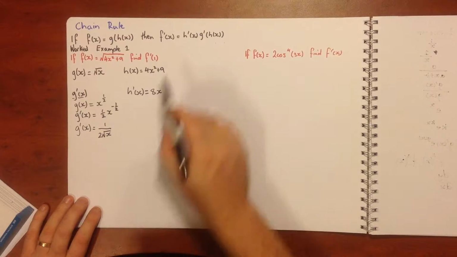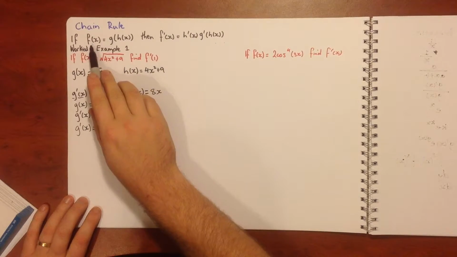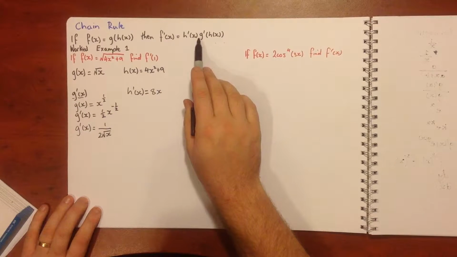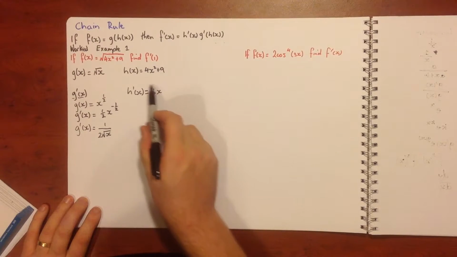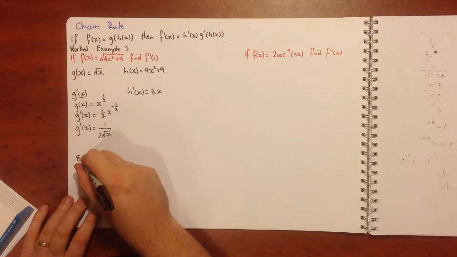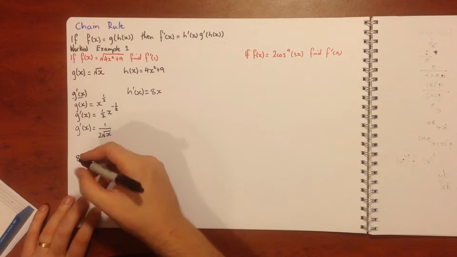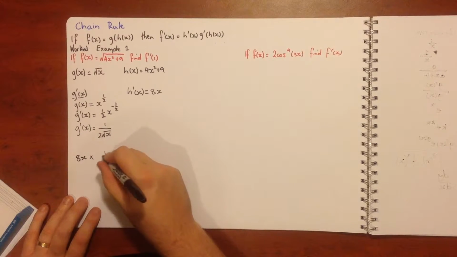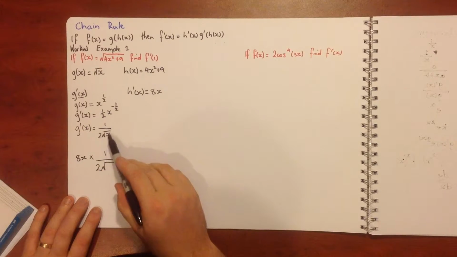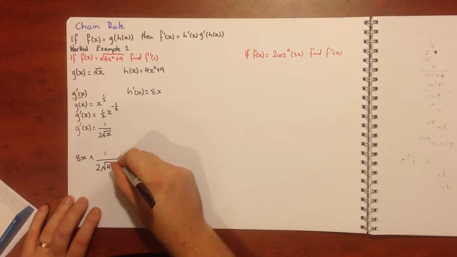Now we can use this rule here and piece together what we need. If we have f of x equals g of h of x, then our derivative is f dash of x equals h dash of x times g dash of h of x. So we need our h dash first, which is our 8x, and then we need our g dash, which is here. We're going to times it by our 1 over 2 square root, but now wherever we'd have an x in here, we've got to put our h of x. This is our 4x squared plus 9.